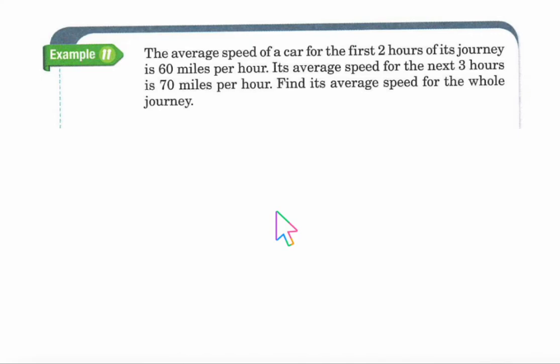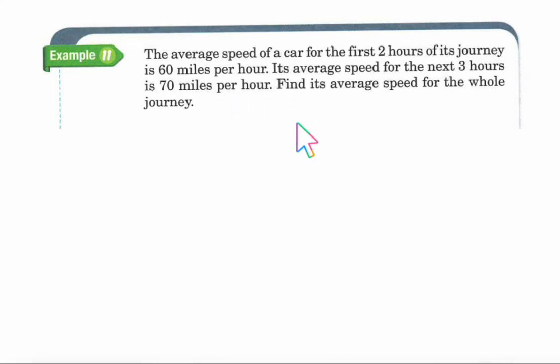The average speed of a car for the first 2 hours of its journey is 60 miles per hour. Its average speed for the next 3 hours is 70 miles per hour. Find the average speed for the whole journey. So this is a perfect example where maybe this car is going on a road trip, a 5-ish hour road trip, and it's kind of cruising along for the first 2 hours, going 60 miles per hour. And then afterwards, the person is like, oh my gosh, I need to hurry it up. Like, I don't have that much time left over. So then for the rest of the journey, they're driving at 70 miles per hour to kind of make up for the slow speed in the beginning.